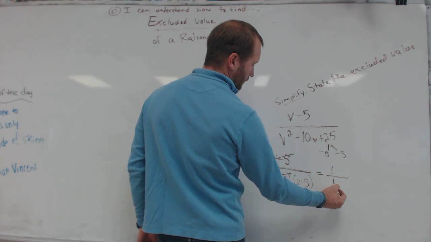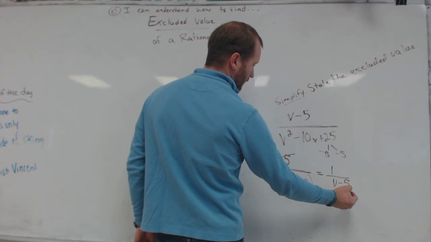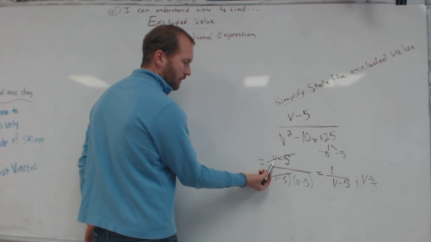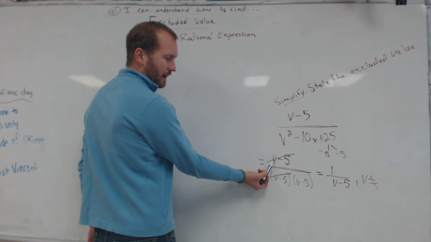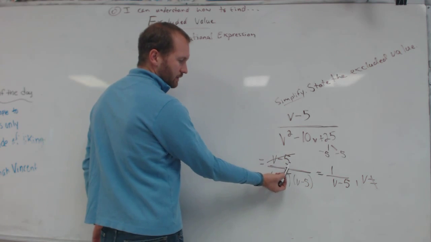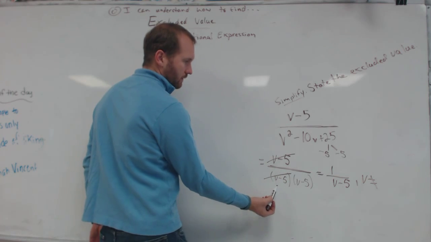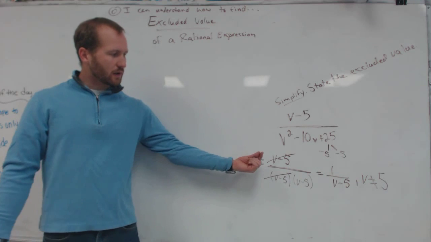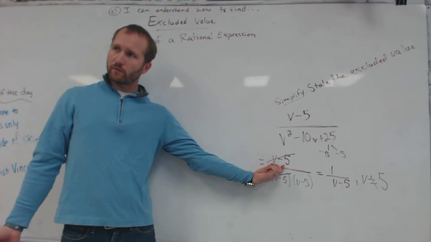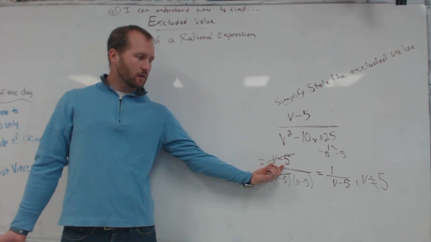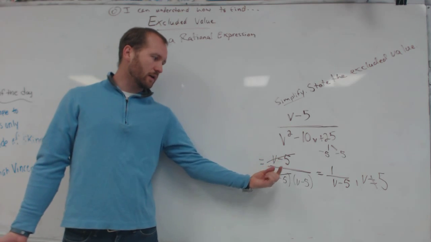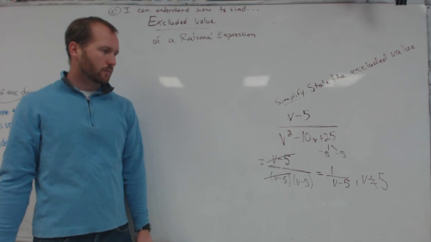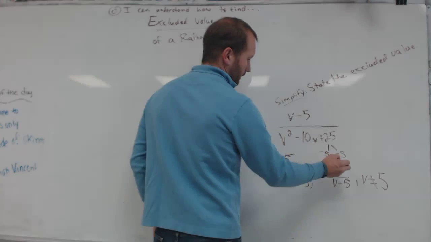giving me 1 over v minus 5, as long as v does not equal 5, because 5 would mean I canceled 0 over 0, which is not allowed. And looking back at what I canceled, figuring out what value of v would make that whole thing become 0. And that's it, I'm done.